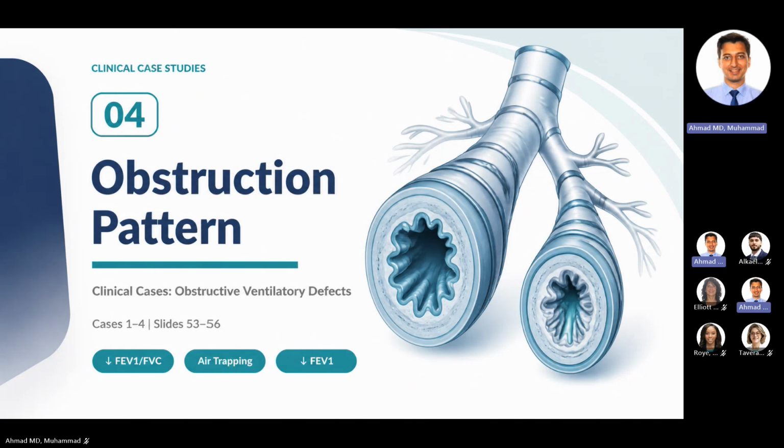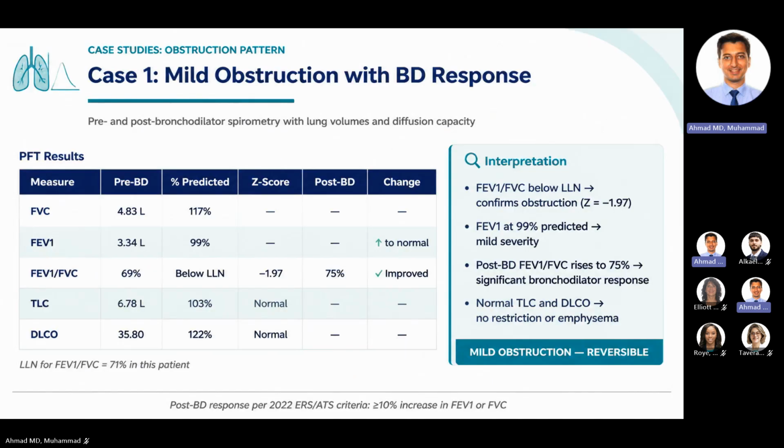Now I'm going to talk about 4 cases on obstruction, okay? Look at the FEV1 FVC ratio, less than 70% of predicted, 69% here. What is the z-score? Less than minus 1.645, which is minus 1.97. So FEV1 FVC ratio, which is low, is consistent with obstruction. It does not matter if the FEV1 is also low, but it helps in confirming obstruction.